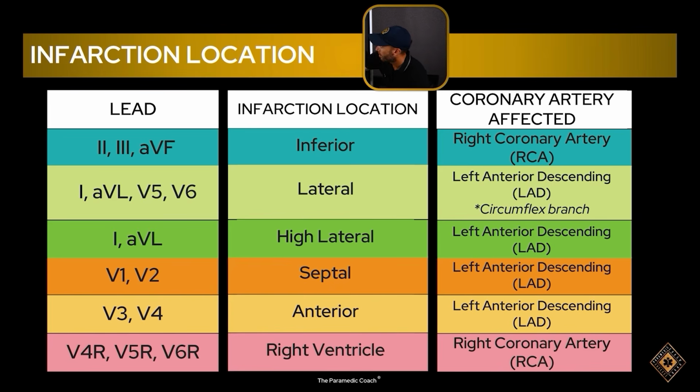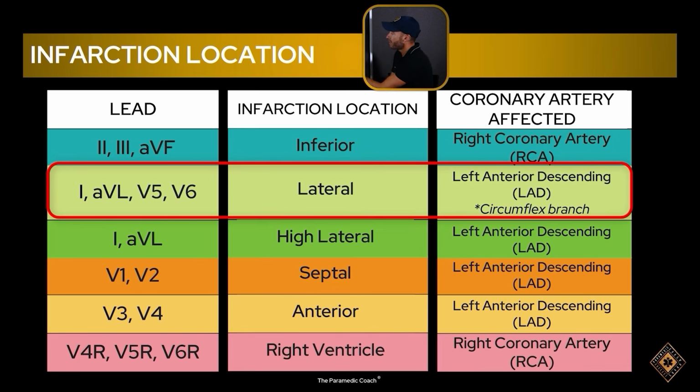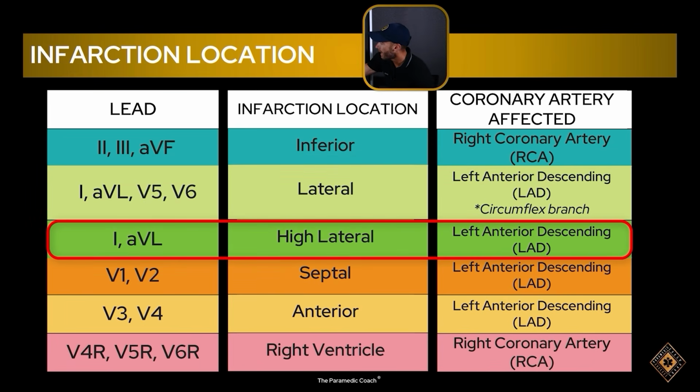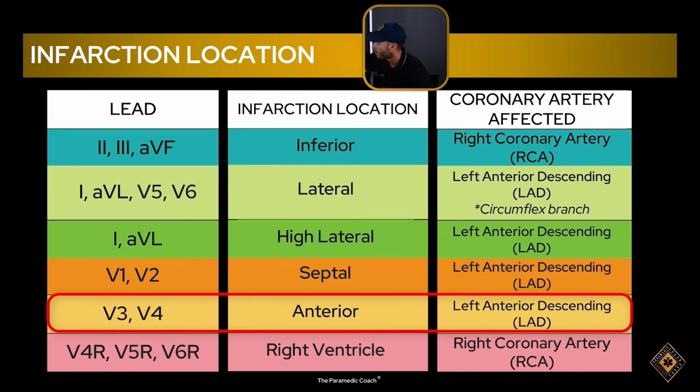Now we can see here a little graph for you of everything that's affected, okay? 2, 3, AVF, inferior, right coronary artery affected. 1, AVL, V5, V6, lateral, LAD, circumflex branch. 1, AVL, high lateral, LAD. V1, V2, septal, LAD. V3, V4, anterior, LAD.